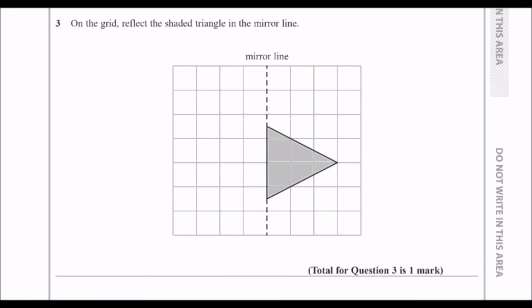Question 3. On the grid, reflect the shaded triangle in the mirror line. So we want a reflection of this triangle in the mirror line, so it'll be over this side. These two corners are going to stay in the same place. They're already on the mirror line. And this corner, this vertex, is 1, 2, 3 away from the mirror line. So it's going to be 1, 2, 3 away on the other side. And we can just join up these vertices, and that will be our new triangle.